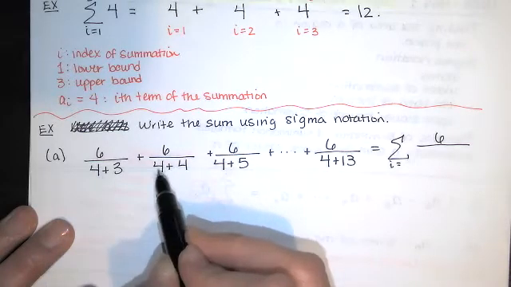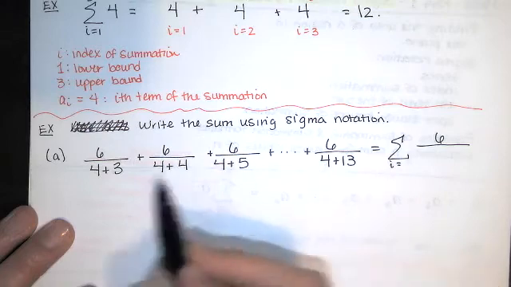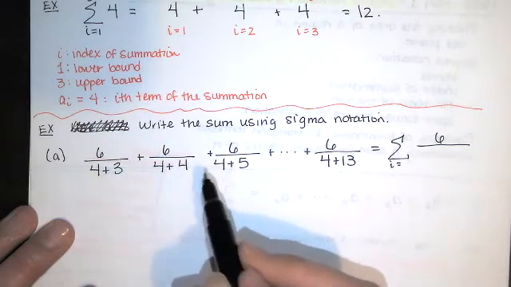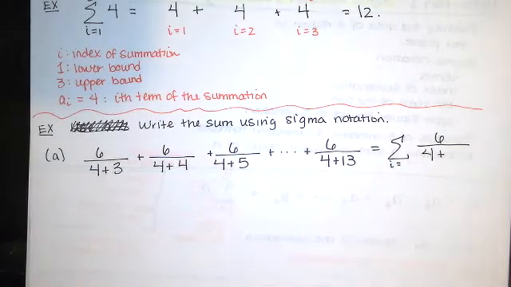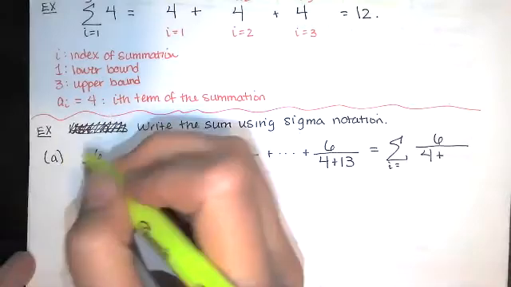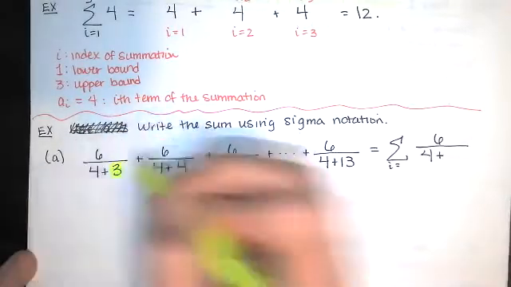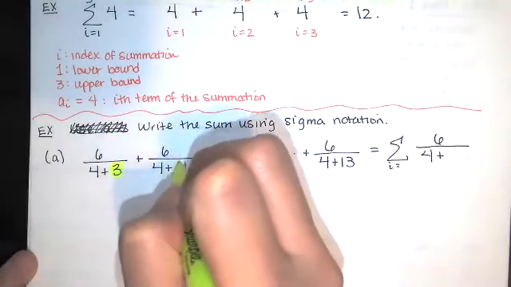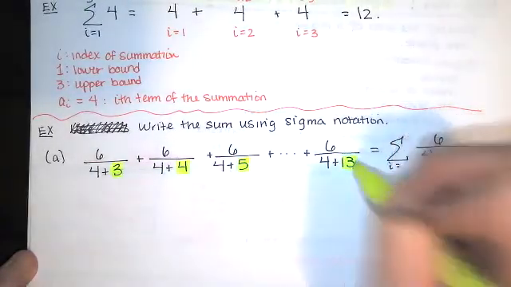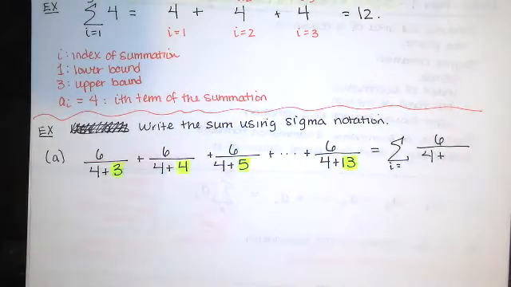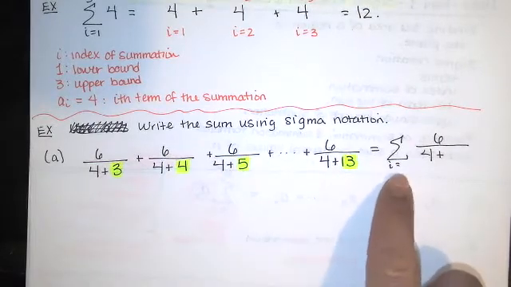Well, they have a 4 here, a 4 here, a 4 here, a 4 here. They all have 4 plus something. So I'll write the 4 down, and then I'll focus on that part that's changing. So this is a 3. I've got 4 plus 3 here, and then over here I've got 4 plus 4, and then 4 plus 5, and eventually 4 plus 13. That has to be related to my index somehow.